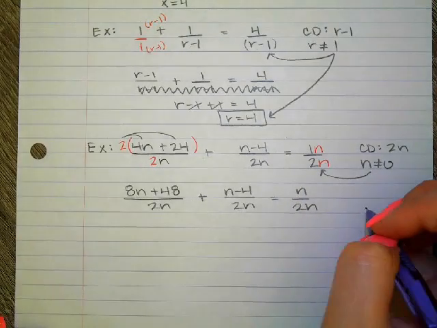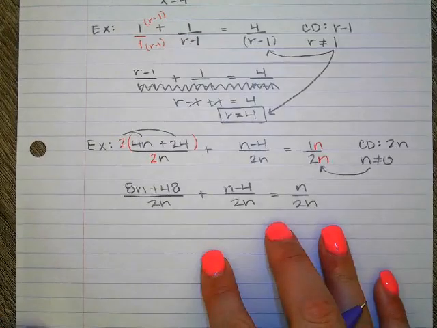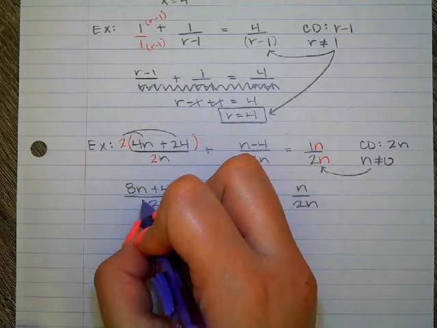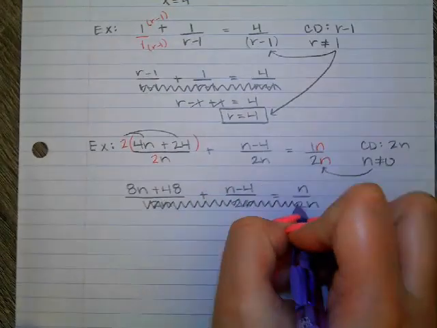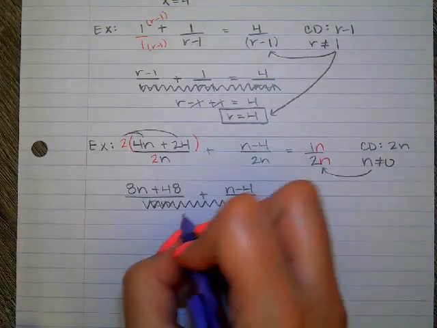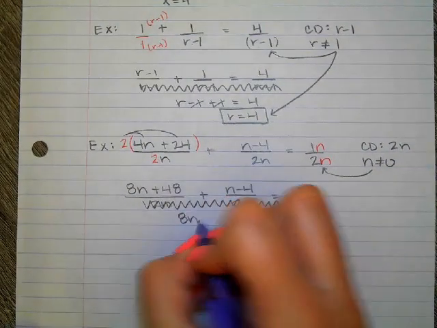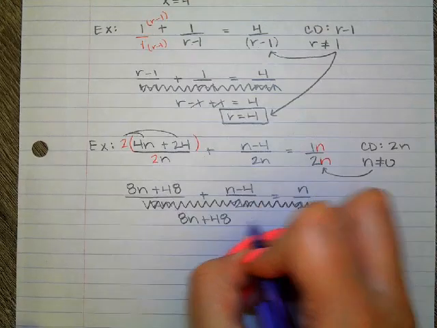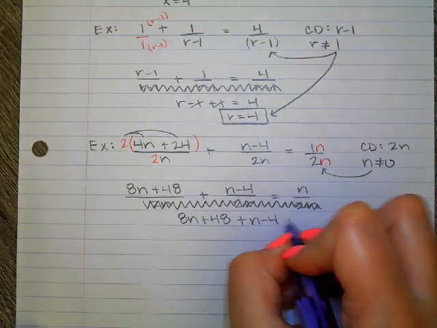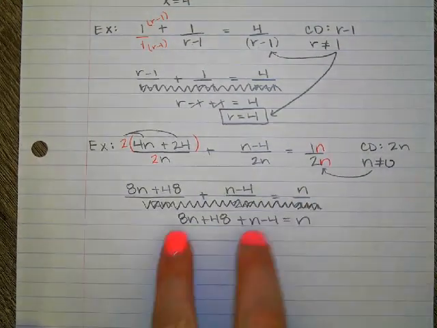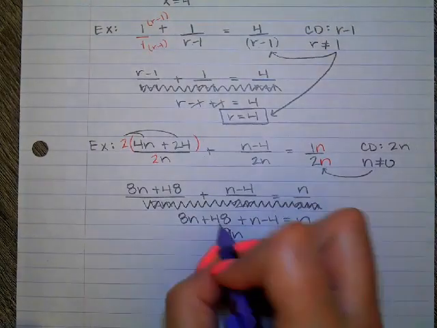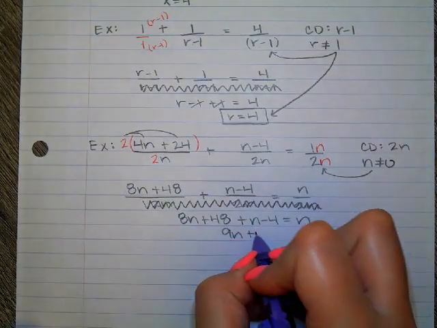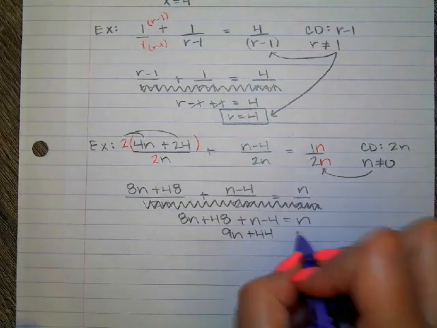All right, I'm going to go ahead and get rid of my denominator so I can make my equation. So I'm ditching my denominator. So the equation that I'm solving is 8n plus 48 plus n minus 4 equals n. So 8n plus n is 9n. 48 minus 4 is 44 equals n.